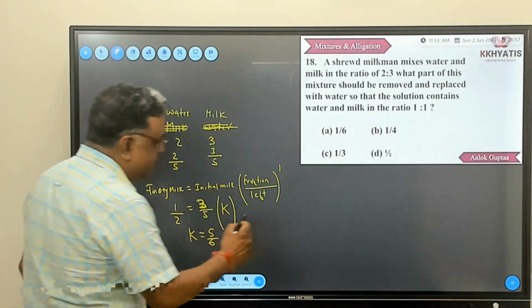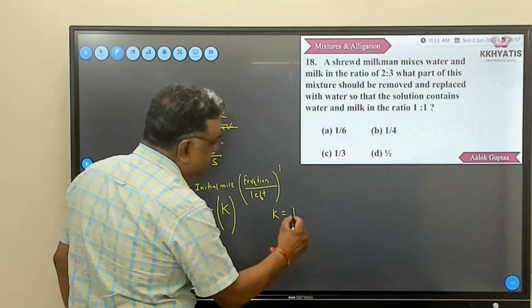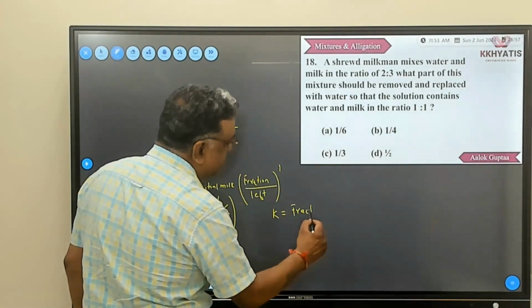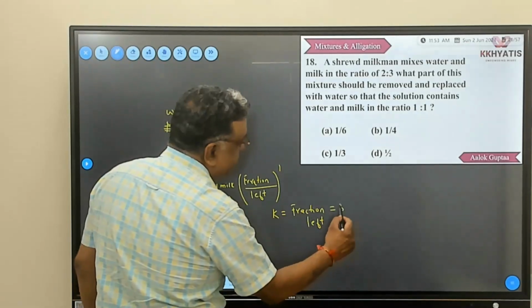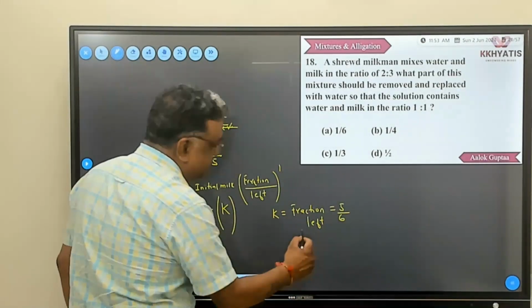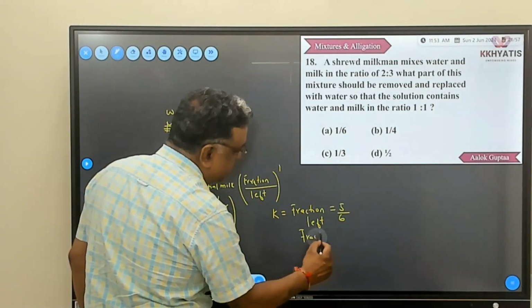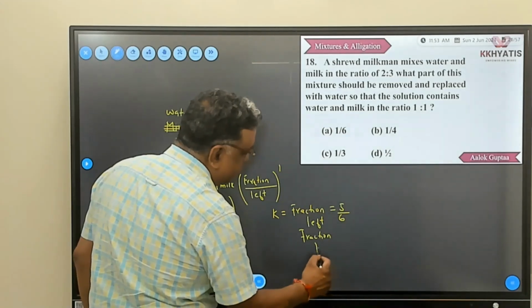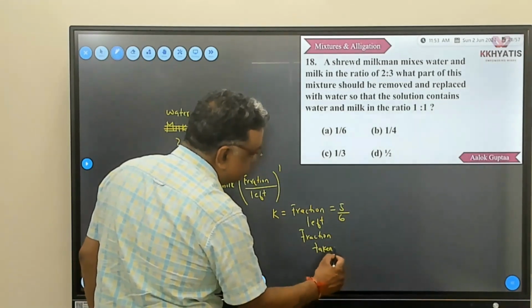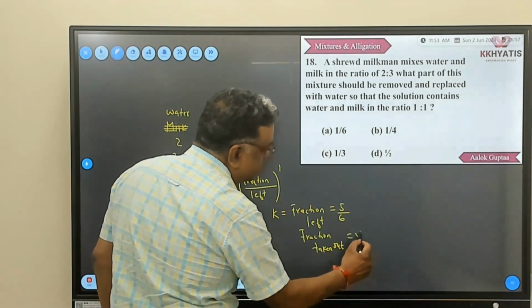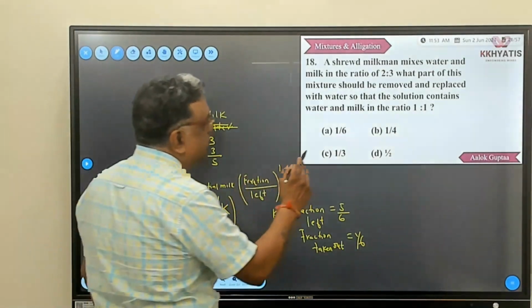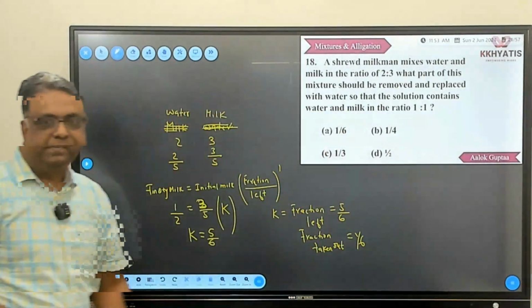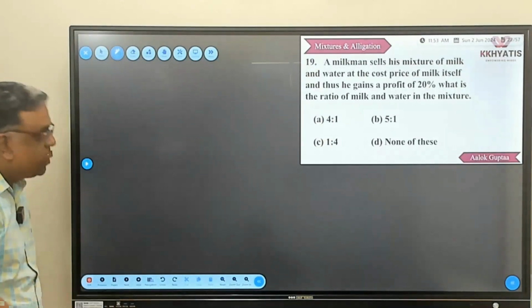So what is K? K is the quantity of fraction left, which means fraction taken out would be 1 by 6. So 1 by 6 was taken out and replaced with water. So this is the answer. Correct? Next.